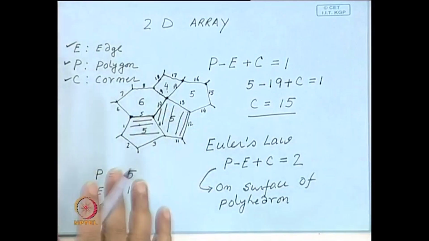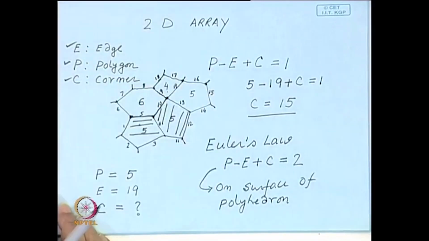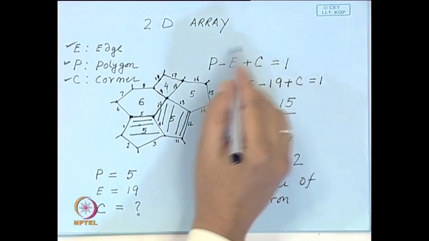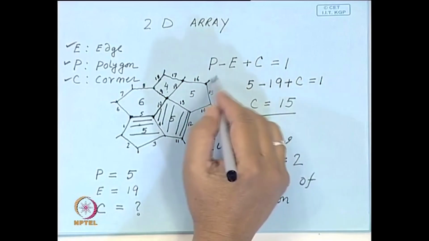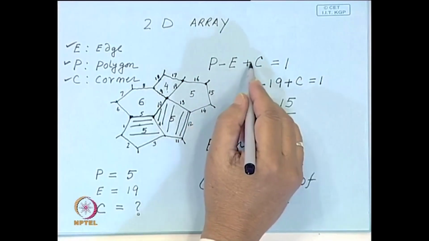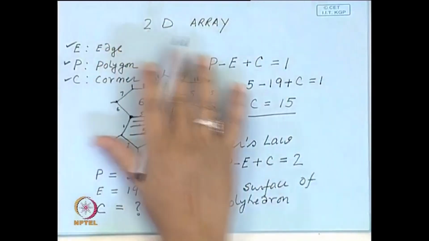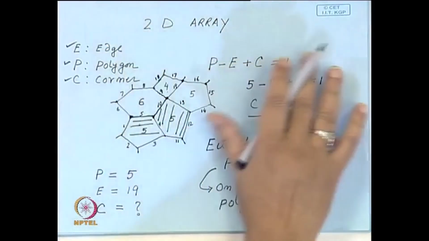And there is a relationship. If this is a space filling, there is a relationship like this, which looks similar to that Gibbs phase rule, that is P minus E plus C equal to 1. So, this is true in a 2-dimensional case, 2D case.